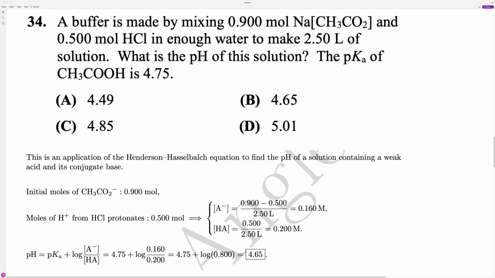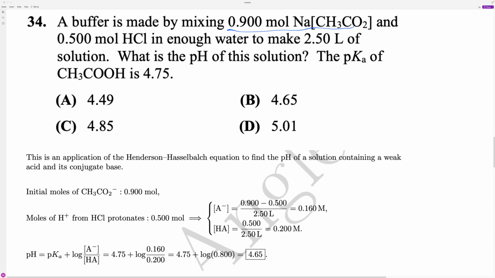Okay, continuing with problem 34. This is an application of the Henderson-Hasselbalch equation because we're going to end up with the solution containing a weak base or a weak acid and its conjugate base. And let's break down how we get there. So let's go through every step of this problem.